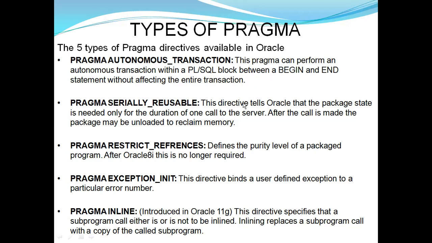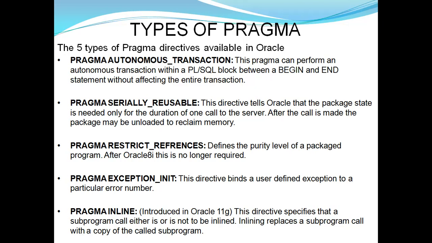Now, second is called pragma serially reusable. This directive tells Oracle that the package state is needed only for the duration of one call to the server. After the call is made, the package may be unloaded to reclaim the memory. As I told you when we talked about procedures, when we execute a procedure for the first time, it keeps itself in cache memory, so next time it executes faster.